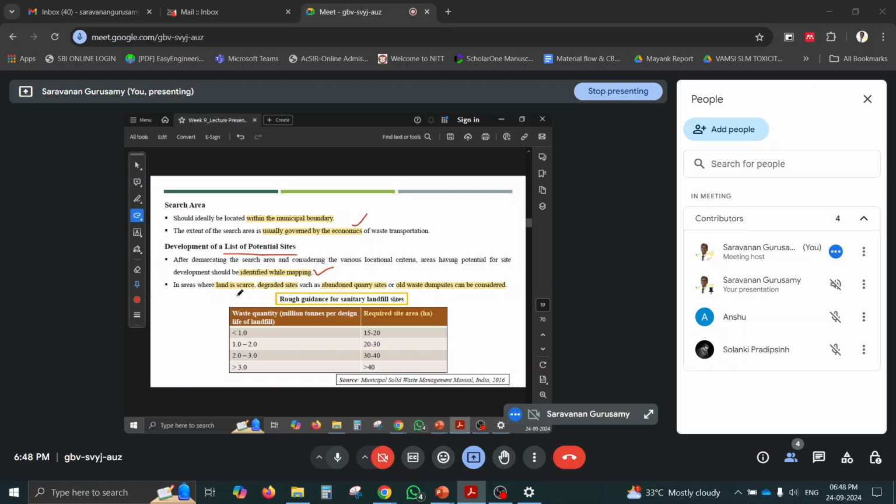Identify while mapping land: if it is a land-scarce area, degraded sites, abandoned quarries if anything is there, and then an old waste dump site if it is there. So we have to select from this type of thing; also we can choose.